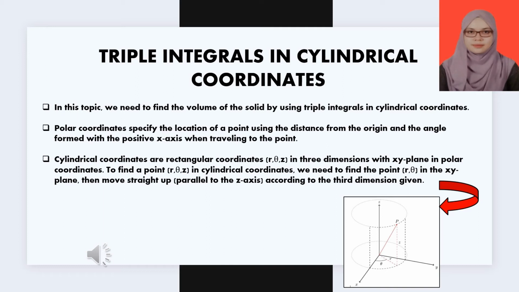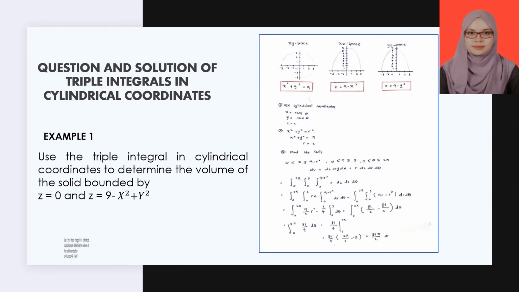Cylindrical coordinates are rectangular coordinates r, theta, and z in 3 dimensions with the xy plane in polar coordinates. To find a point (r, theta, z) in cylindrical coordinates, we need to find the point (r, theta) in the xy plane, then move straight up parallel to the z-axis according to the third dimension given. Next, I will explain the question with the solution of triple integral in cylindrical coordinates.